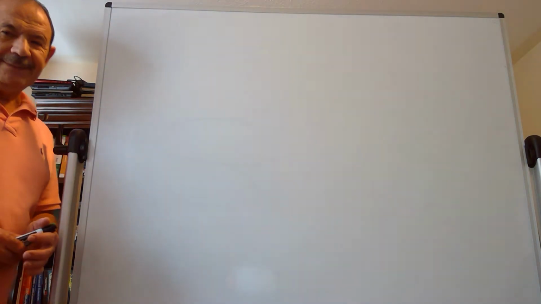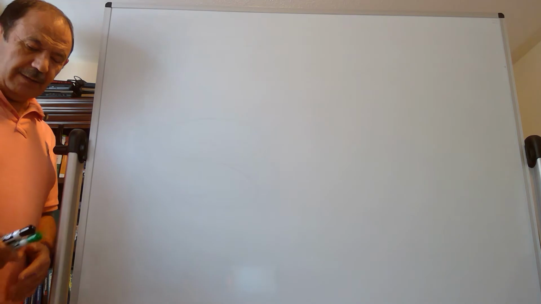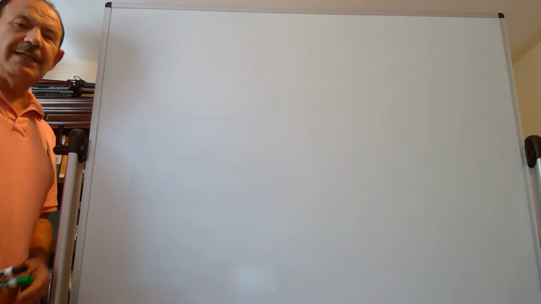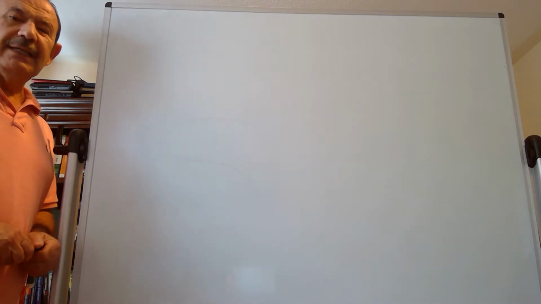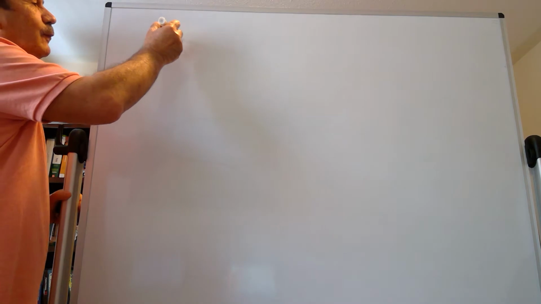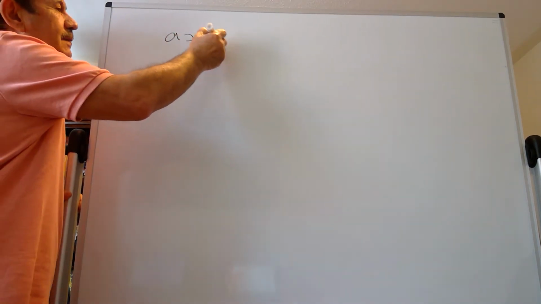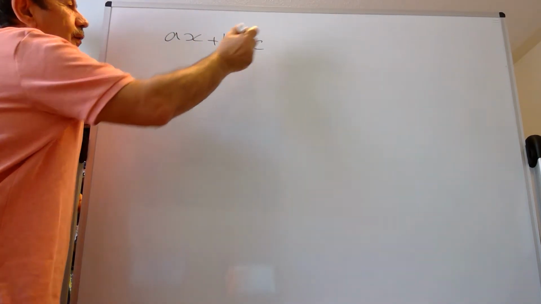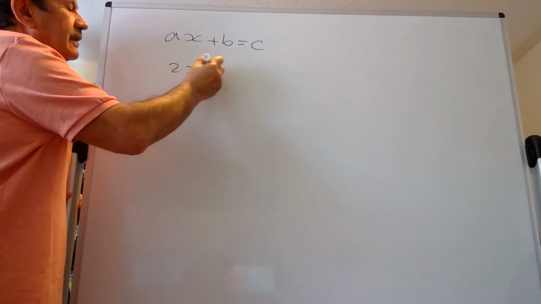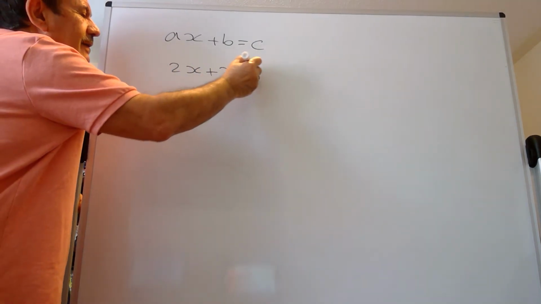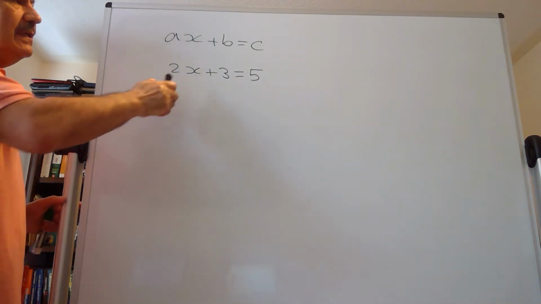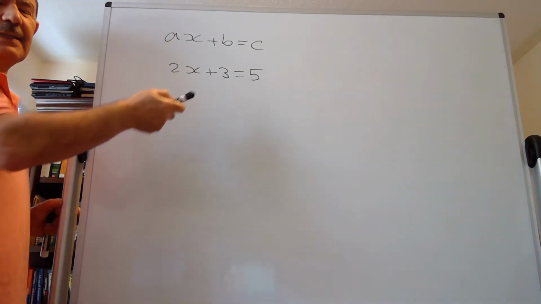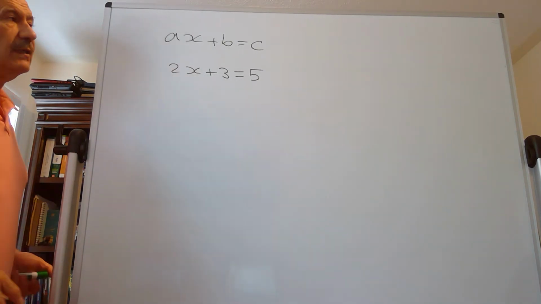Hello everybody. In this video I'm going to talk about linear equations in two variables. We already learned linear equations with one variable, which had the general format ax plus b equals c, or 2x plus 3 equals 5. As you see, in this linear equation we have only one variable, which is x in this case. It can be any variable, y, z, whatever it is.